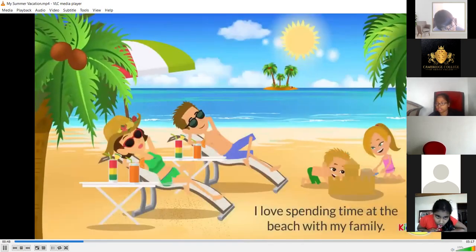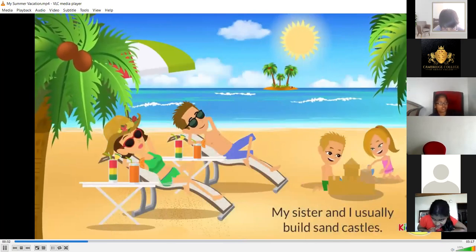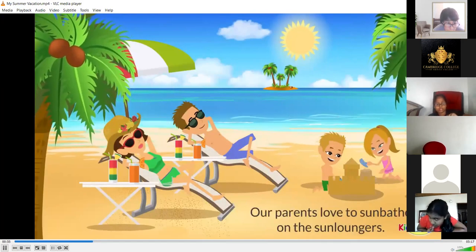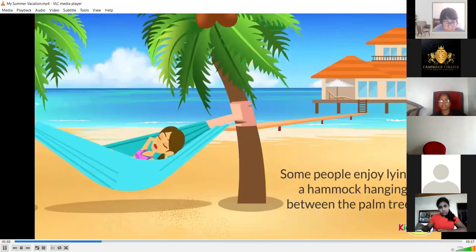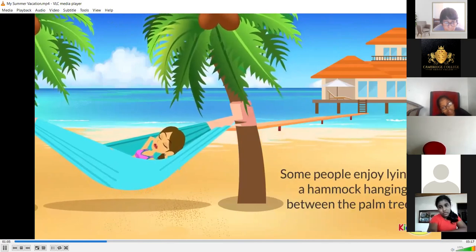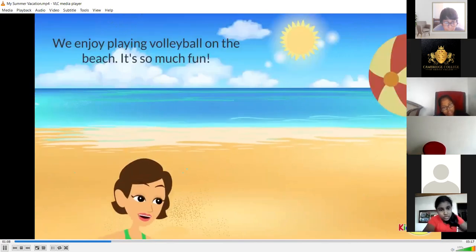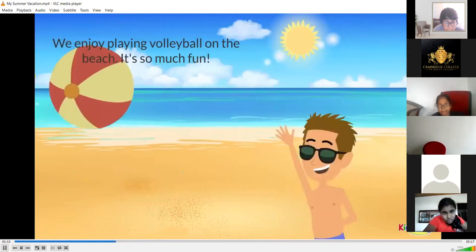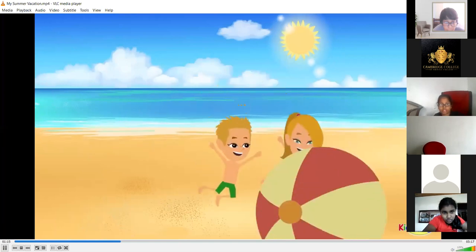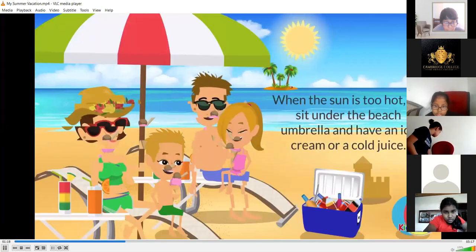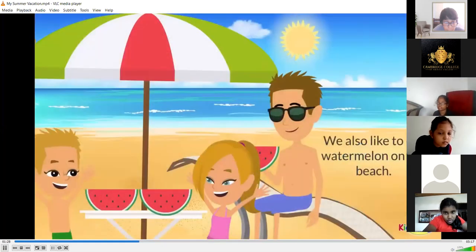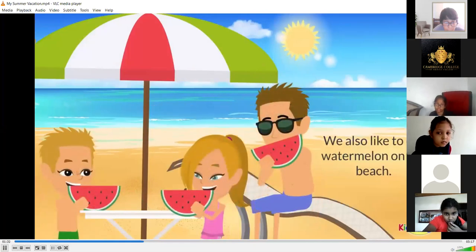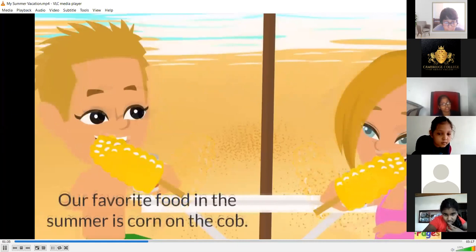I love spending time at the beach with my family. My sister and I usually build sand castles. Our parents love to sunbathe on the sun loungers. Some people enjoy lying in a hammock, hanging between the palm trees. We enjoy playing volleyball on the beach. It's so much fun. When the sun is too hot, we sit under the beach umbrella and have an ice cream or a cold juice. We always take our cool box with us to keep our food and drinks cool. We also like to eat watermelon on the beach. Our favorite food in the summer is corn on the cob.